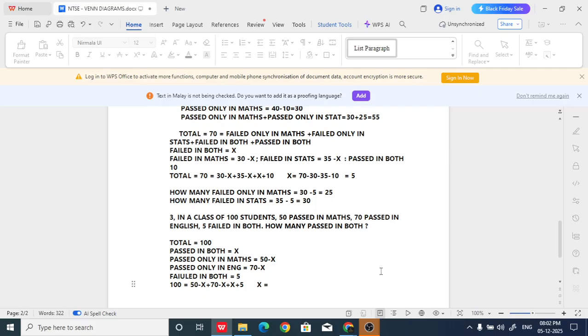x is 25, sir. So now the question asked is, how many students passed in both subjects? That is x, 25. We found it. Now, how many students passed in exactly one of the two subjects? I'll write the question. How many passed in exactly one of the two subjects?